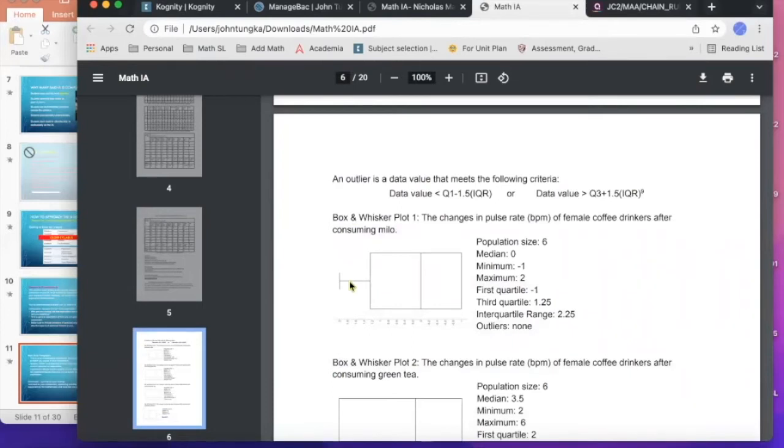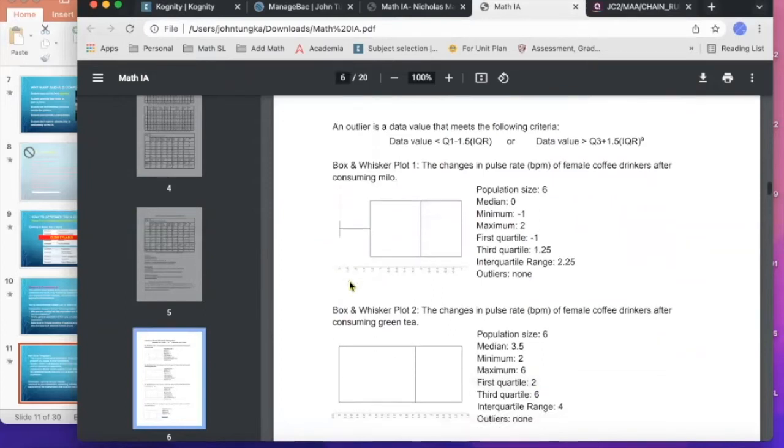So the purpose of generating box and whisker is to find? The comparison between the females and males. And between the drinks. Okay. Box and whisker plot 1, the changes in pulse rate of female coffee drinkers after consuming Milo.